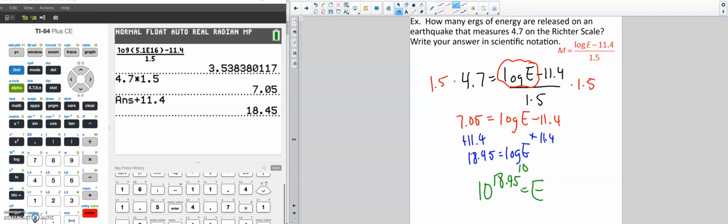However, we don't want to write that. That's not in true scientific notation. So we want to go back to the calculator. We want to say 10, and use the caret key, sorry, the caret character, we don't need the second. So 10 to the 18.45.